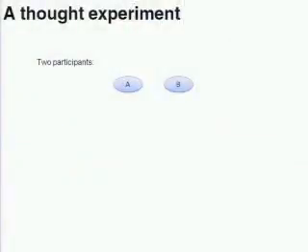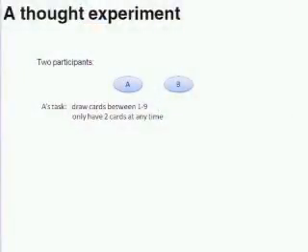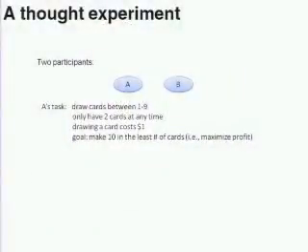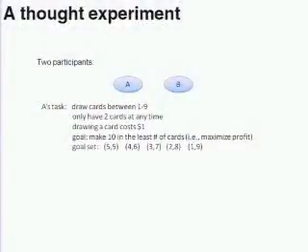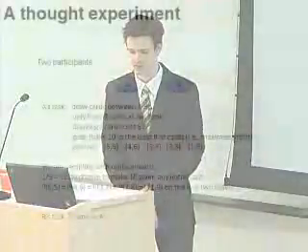We have two participants, A and B. A's task is to draw cards between 1 and 9, and they only have 2 cards at a time. Drawing a card costs $1, and their goal is to make 10 in the least number of cards, so maximize profit. So his goal set, the combinations of cards that will satisfy his goal, are 5 and 5, 4 and 6, 3 and 7, 2 and 8, and 1 and 9. It's a very simple game, but it will lead to very complicated results. For the mathematically inclined, it's sampling with replacement, and all of that fun stuff.